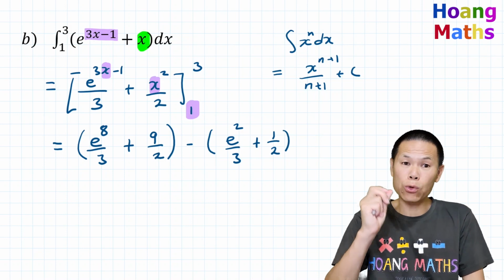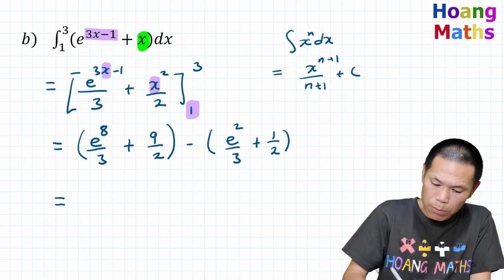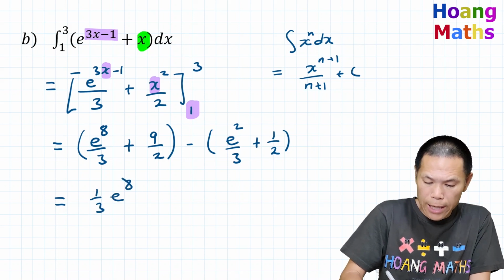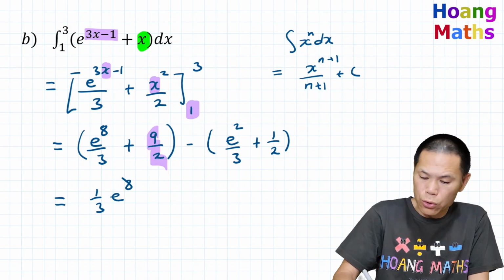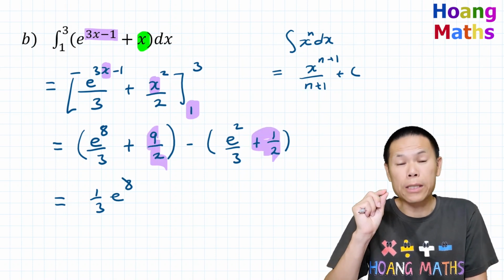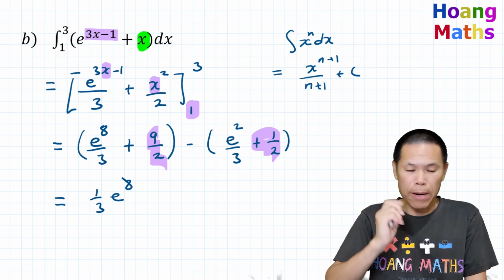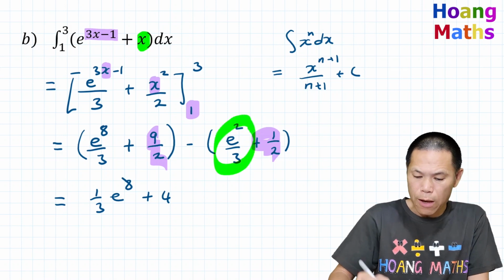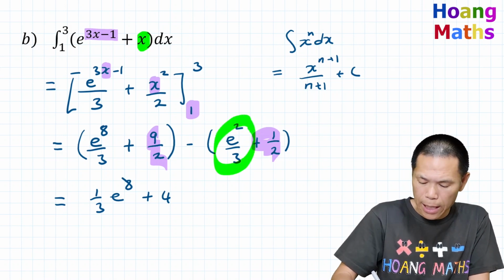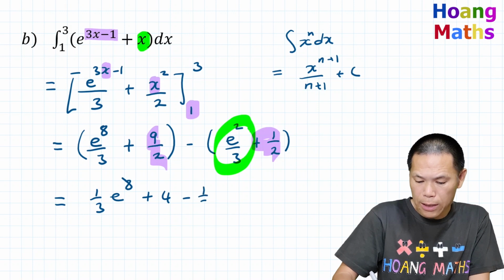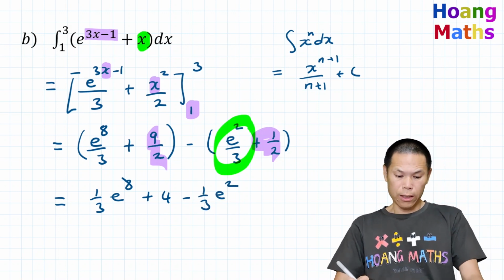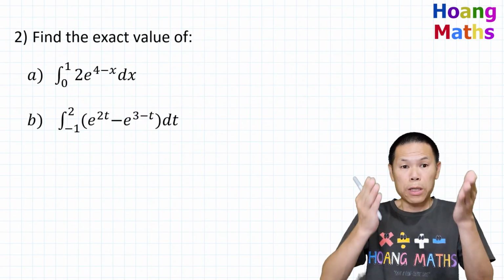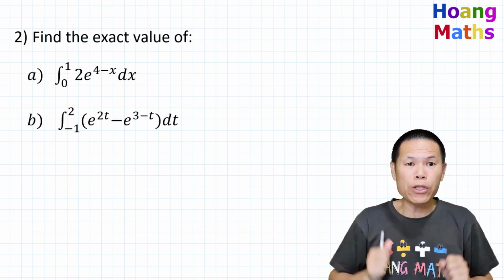So there you go. Now I just simplify this. I can write a third of e to the 8. And we go 9 over 2, minus a half. So 9 minus 1 is 8, and then we divide by 2, giving me 4. So we add 4. And we are left with minus e squared over 3, which is exactly the same as minus a third e squared. So there you go. Please pause the video and try this one yourself.